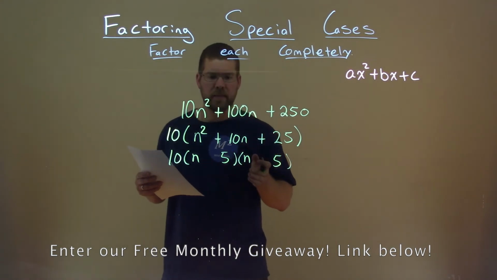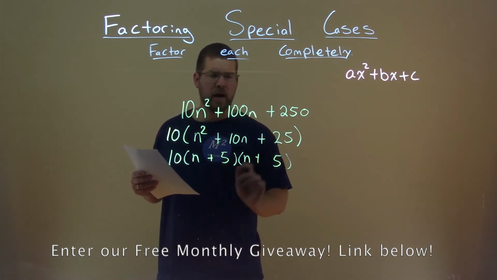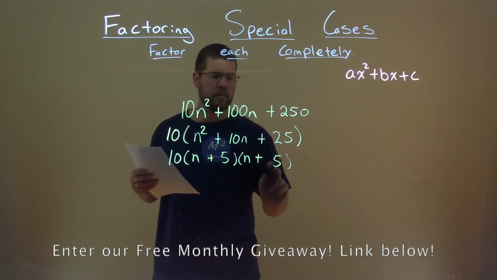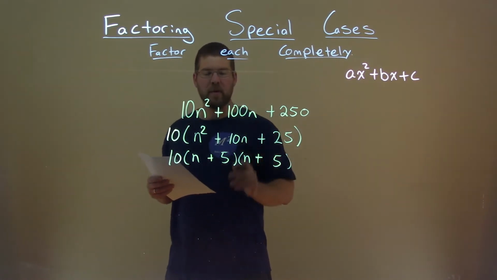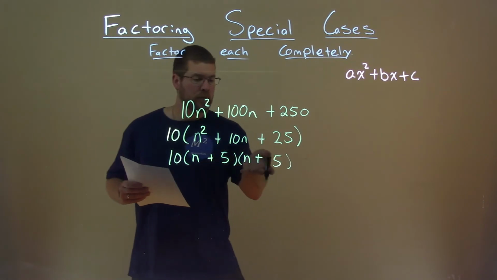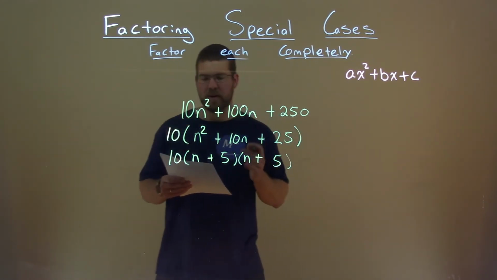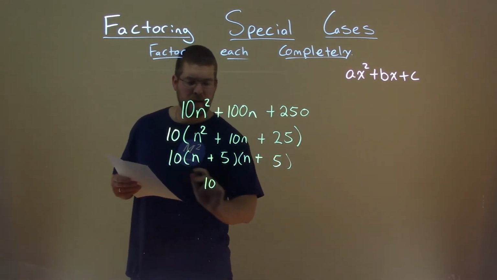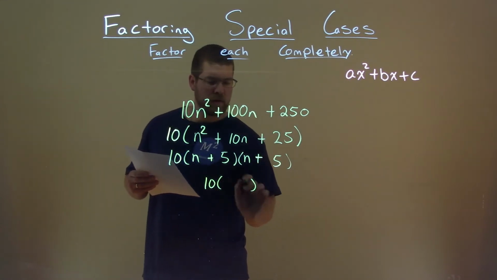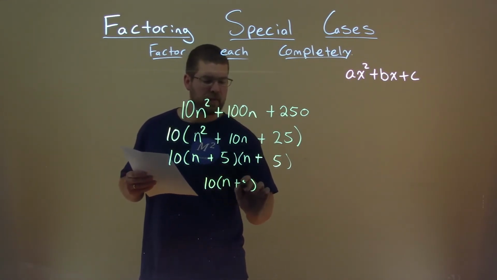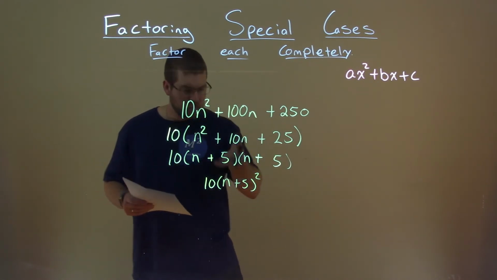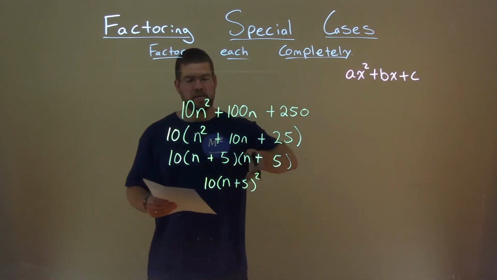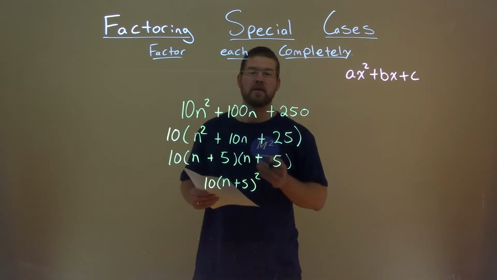But what about the inside? Well, make this positive, make it positive. We see that n times 5 is 5n, 5 times n is 5n. Add them together, we get the 10n. So we're pretty much good here, but we still can simplify a little more. Bring down this 10, and notice that this n plus 5 is multiplied by itself. So we can write this as squared. So now we have our final answer, 10 times n plus 5 all squared.